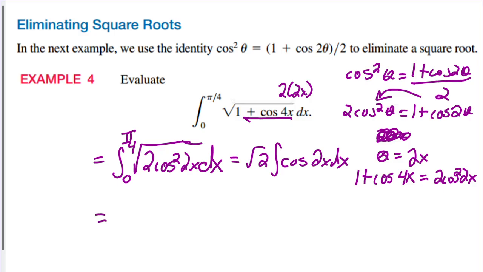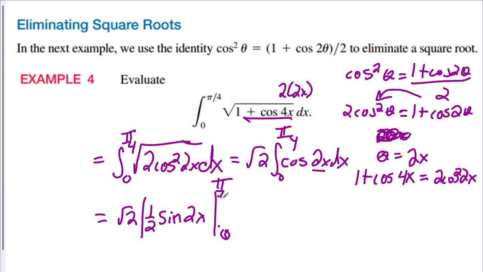And so that's going to be from 0 to pi fourths, the square root of 2 times the antiderivative of cosine, which is sine of 2x. Again, we need to divide by the du, so the derivative of 2x is 2, so we need to multiply that by 1/2, or divide by 2, and we're going to evaluate that between 0 and pi fourths.